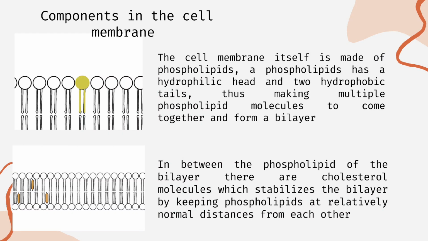In the phospholipid bilayer, there are cholesterol molecules which stabilize the bilayer by keeping phospholipids at a relatively normal distance from each other. When it is too cold, cholesterol keeps the phospholipids apart, so it's still fluid. When it's too hot, cholesterol keeps the phospholipids together so the bilayer doesn't fall apart.